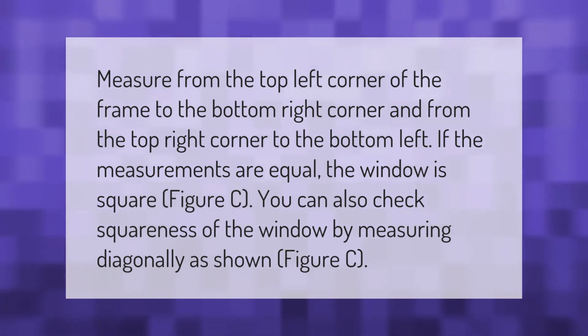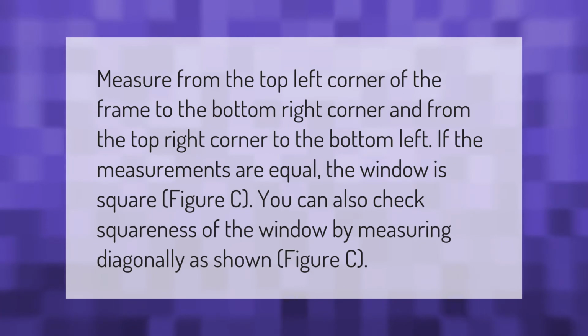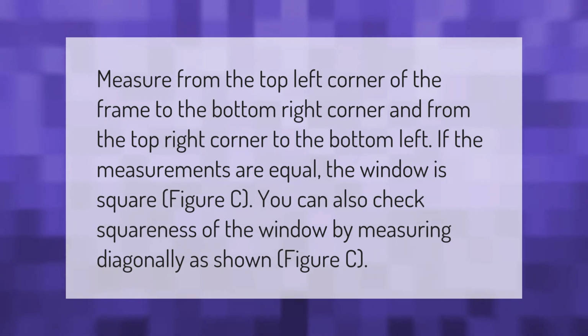Measure from the top left corner of the frame to the bottom right corner and from the top right corner to the bottom left. If the measurements are equal, the window is square, figure C. You can also check squareness of the window by measuring diagonally as shown, figure C.